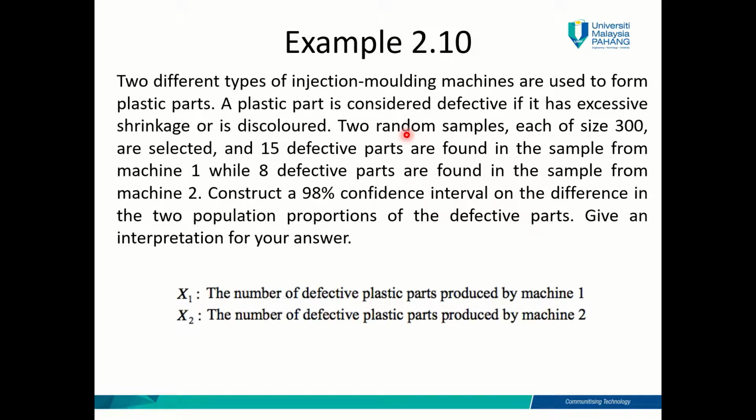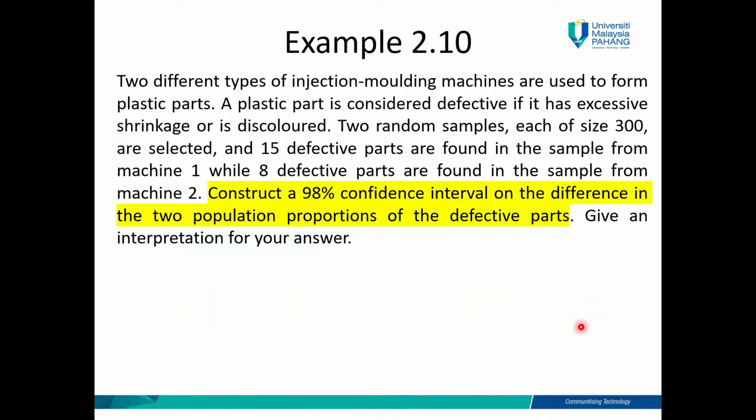Yes, okay, the data is the number of defective plastic parts produced by machine 1 and the number of defective plastic parts produced by machine 2. Okay, well done. Next, let us identify, because this is about proportion, right? So for proportion, you need to define what is your success for this question. Okay, so you can find out that from looking at the instruction here.